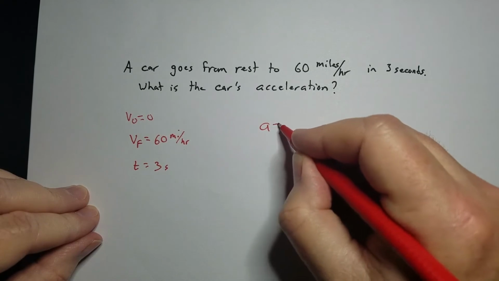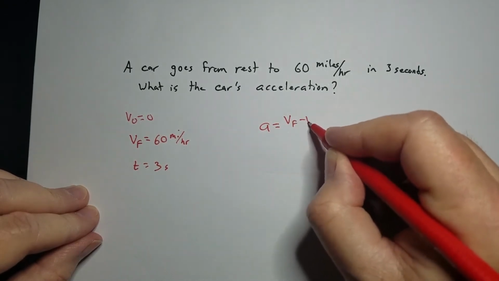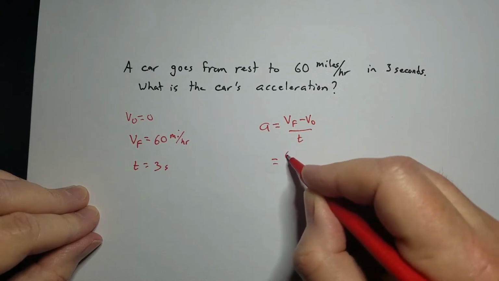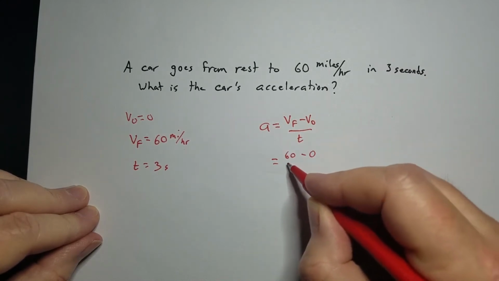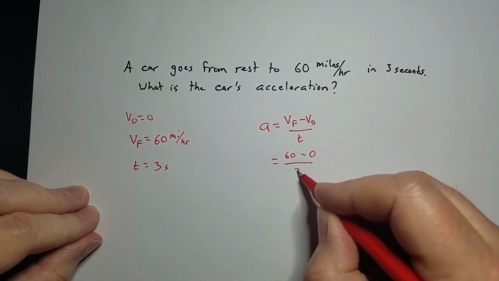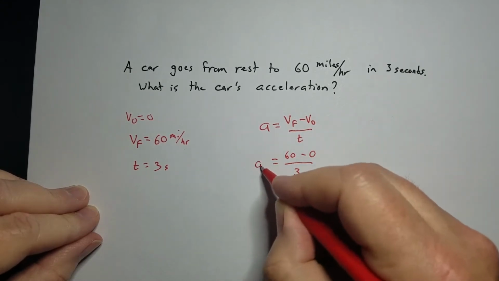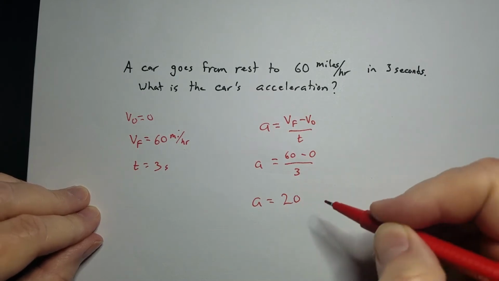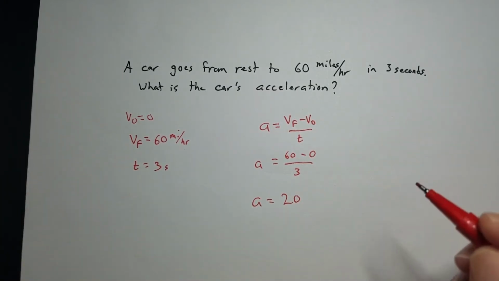So we start off with the equation, A equals VF minus VO over T. Final velocity 60, original 0, and we are going for 3 seconds. So my acceleration is 20. But the question is, 20 what?